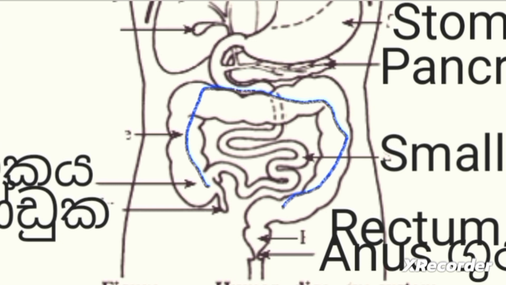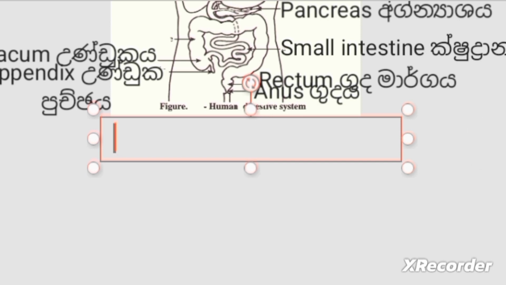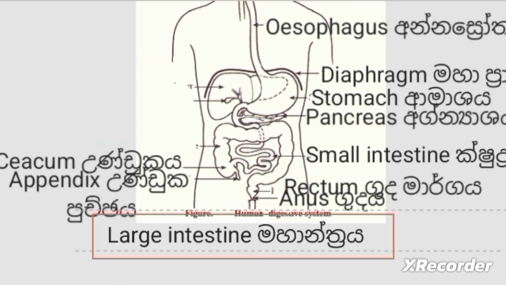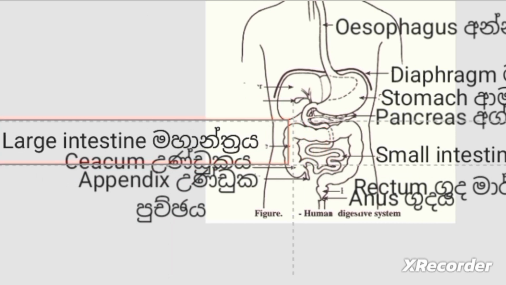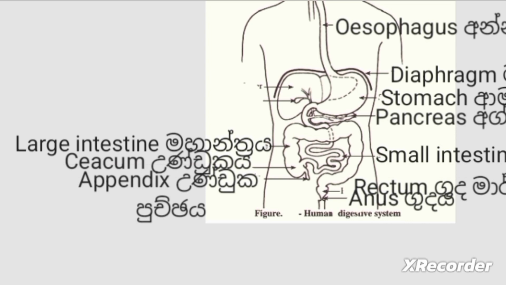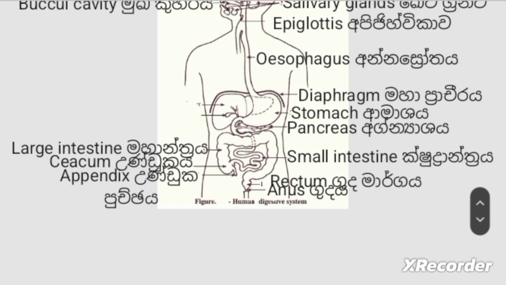This large tube in our digestive system we call the large intestine. In Sinhala we call it Mahantraya. So we can label this large tube as large intestine. We know that the small tube is called the small intestine.